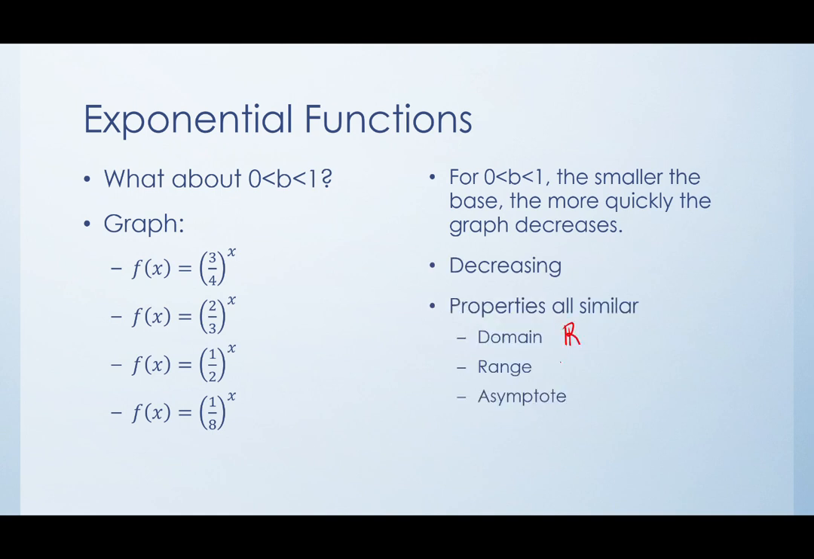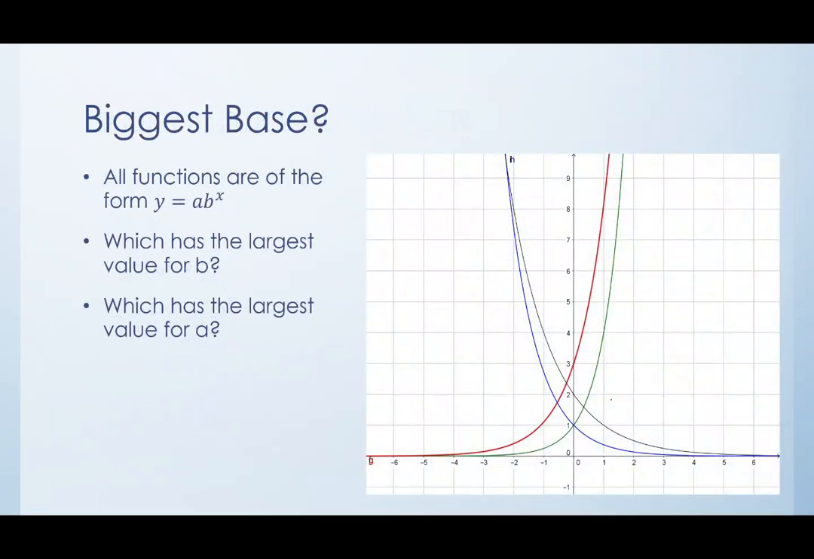Again, our properties are all similar. Our domain was all real numbers. Our range was 0 to infinity, and our asymptote was the x-axis, y equals 0. Okay, so we'll do this one, and that'll be the end for this video. All 4 of the graphs on here are of the form y equals ab to the x. But of course, they have different values of a and different values of b.